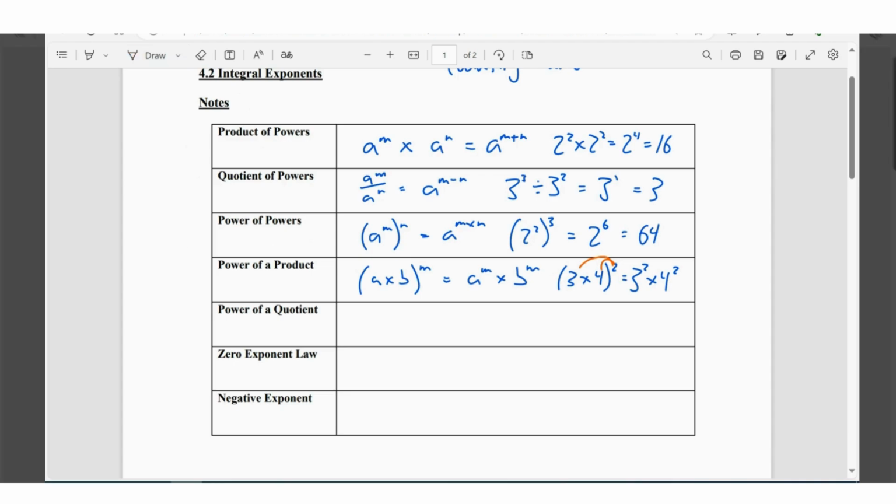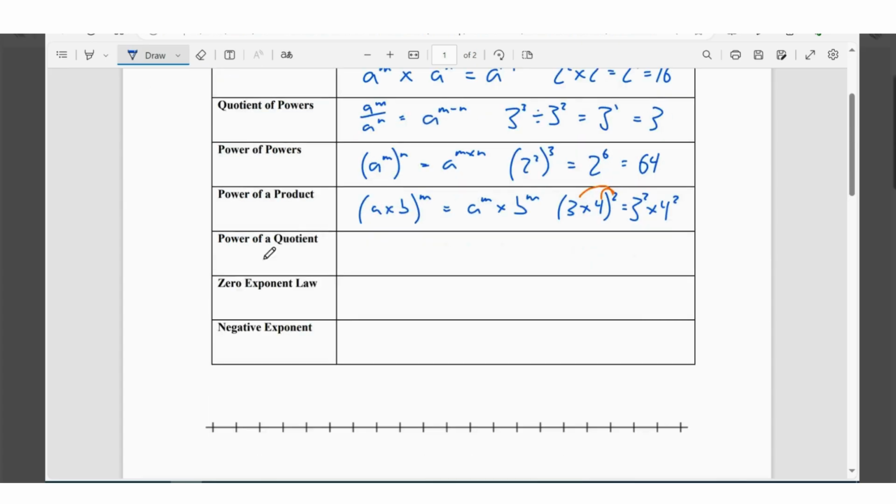And similarly, the same for power of a quotient. That if we have a over b to the power of m, that's the same as a to the m over b to the m. So if we have 2 over 3 to the power of 3, it's the same as 2 cubed over 3 cubed.